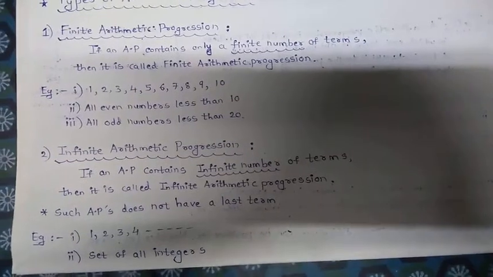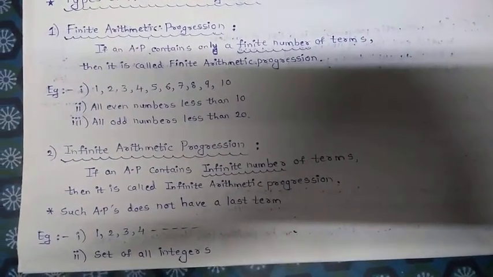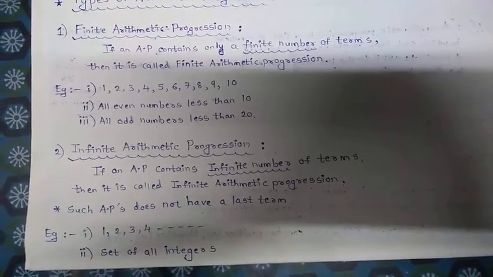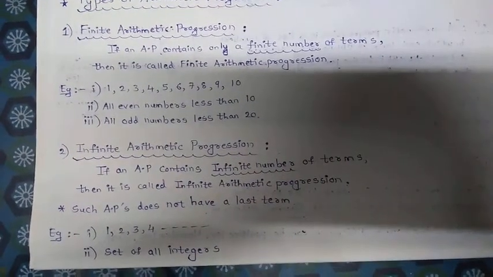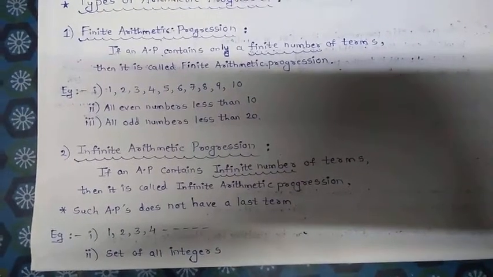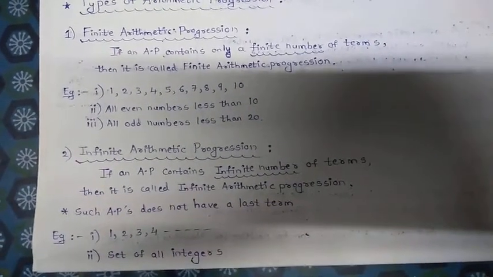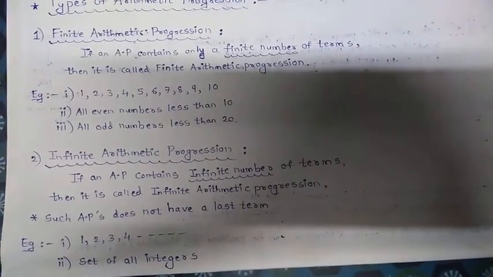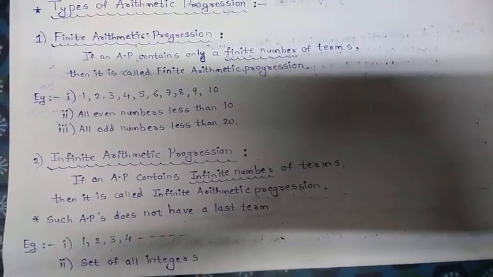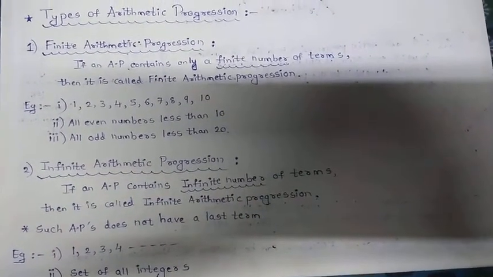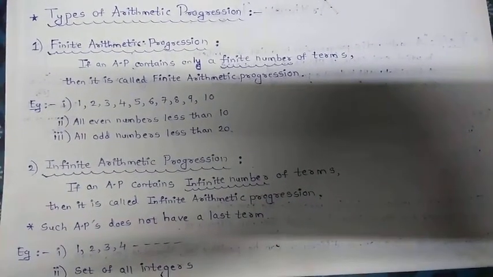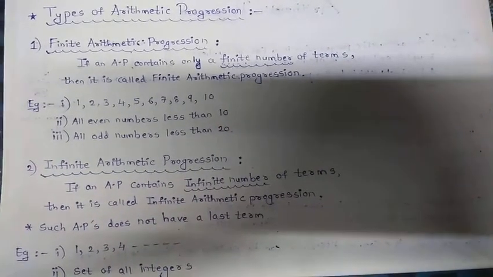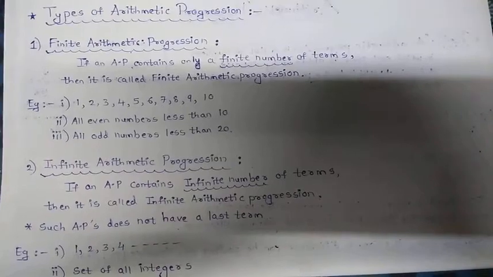And also the set of integers. So there are so many integers, we don't know which is the largest or which is the smallest integer, right? So there are an infinite number of terms, that is integers. So hence the set of integers is also an example for infinite arithmetic progression. So I hope what is meant by finite arithmetic progression and infinite arithmetic progression is clear. So moving on to the next topic.